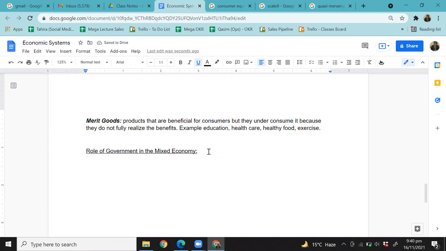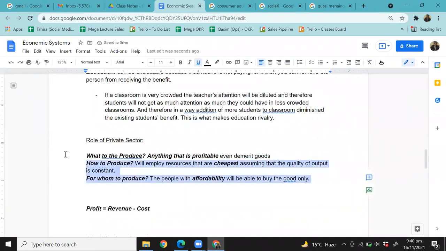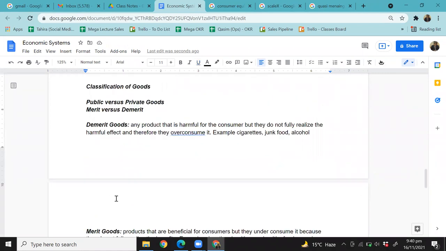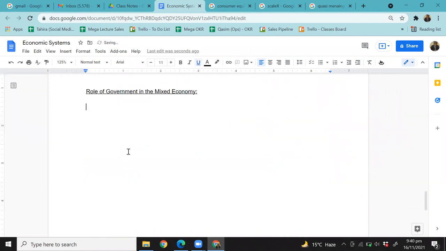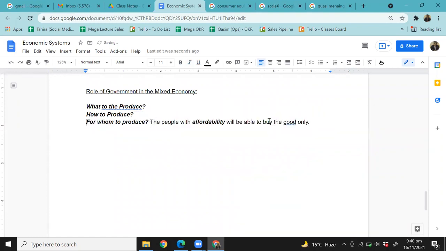Now, what is the role of government in the mixed economy? Again, I'm copy pasting from here because these are the same three questions that the government has to answer. The questions are the same, but the answers are different. Now, for the first question, what to produce? We already know the answer: the government, in the public sector in a mixed economy, will produce public goods only, like defense. Who provides defense in a country? Obviously, government. Who provides street lights, roads, parks?